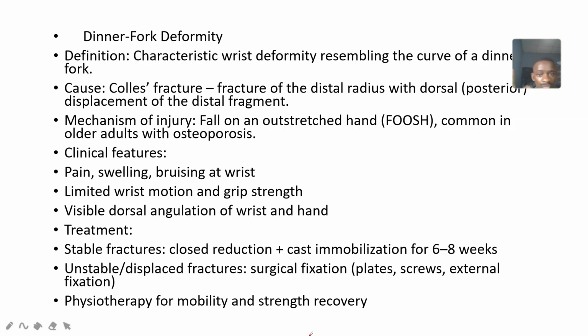The cause is usually a Colles fracture, which is a fracture of the distal radius with dorsal displacement of the distal fragment. It usually happens when you fall on an outstretched hand. Clinical features are a lot of pain, swelling and bruising at the wrist. Of course you're not able to use the wrist like you should, and there is also visible dorsal angulation of the wrist and the hand.